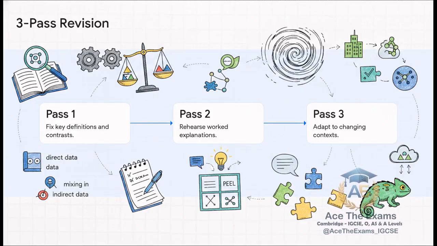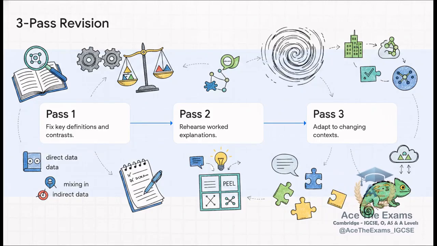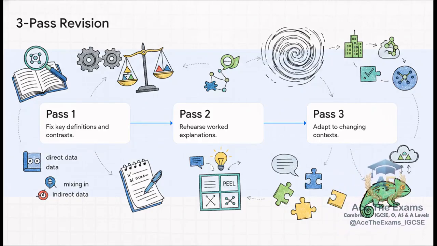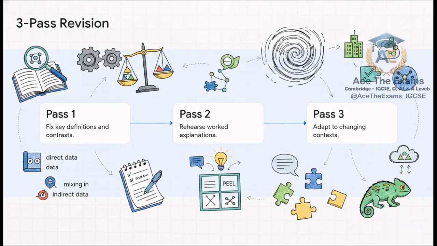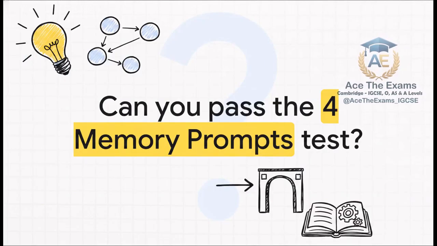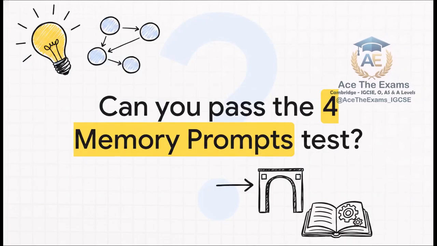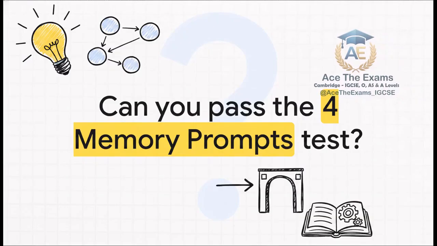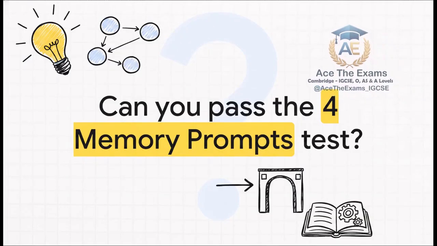And Pass 3, adapt to new contexts. Change up the scenario, mix in similar concepts, and force yourself to justify your choices. This layered style is vital because AS-level IT questions are constantly combining theory with applied reasoning. And that brings us to a really reliable memory structure. Whenever you study a new concept in the 9626 syllabus, you absolutely must pass it through these 4 memory prompts.